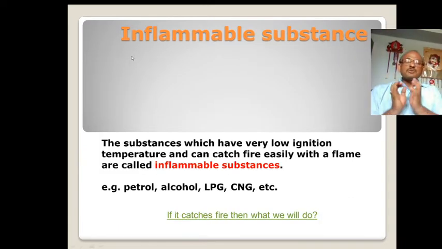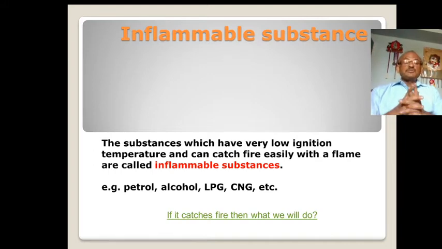Let us first know inflammable substances. These are substances which have a very low ignition temperature. About ignition temperature, earlier we have learned that it is the minimum temperature required to catch fire. So if the ignition temperature of a substance is low, and it can catch fire easily with a flame, it is called an inflammable substance. For example, petrol, alcohol, LPG, CNG, etc.